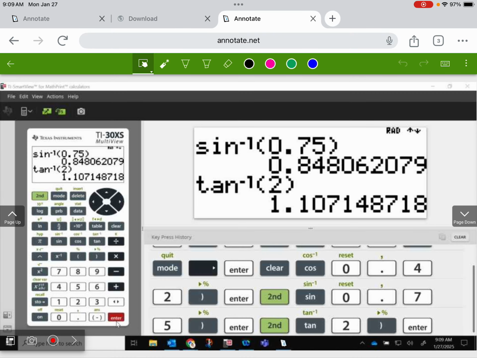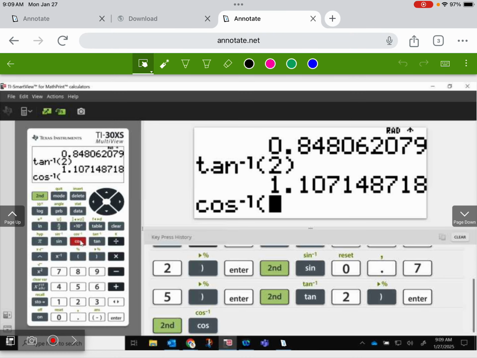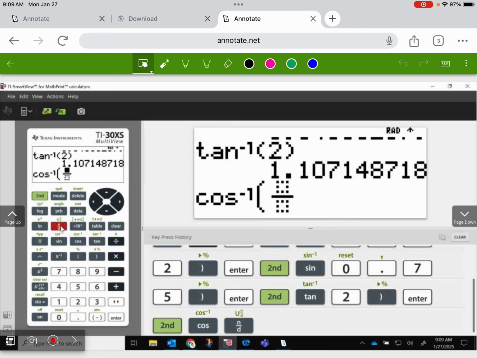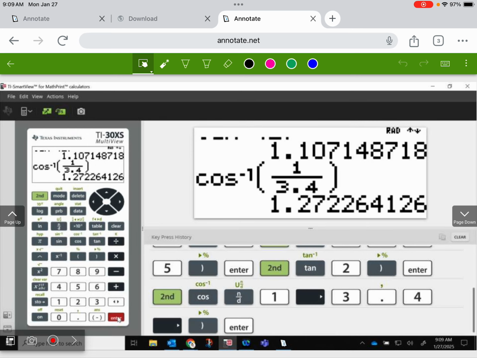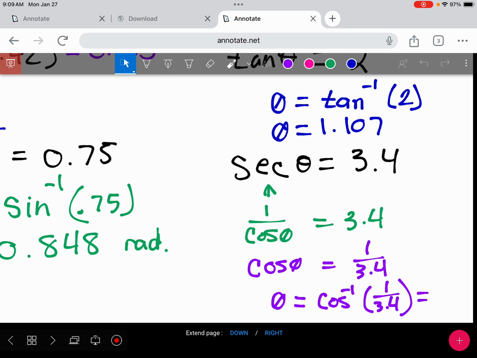So we're going to do the inverse of cosine of 1 over 3.4. You don't even have to calculate what the reciprocal is. You can, but it's not a very pleasant number. And we're going to get a value. Again, it's in radians, so it's 1.272-ish. 1.272 radians.